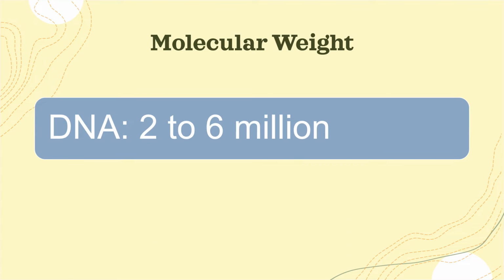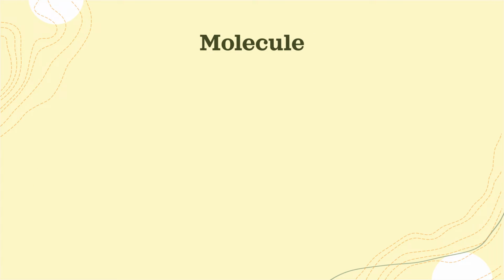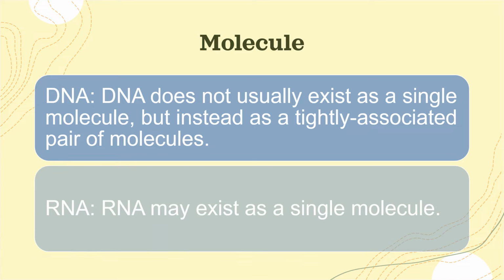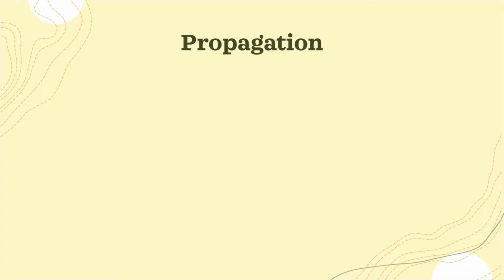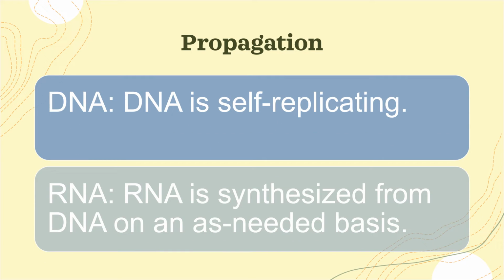Molecular weight. The molecular weight of DNA is 2 to 6 million, while RNA is 25,000 to 2 million. Molecule. DNA does not usually exist as a single molecule but instead as a tightly associated pair of molecules, while RNA may exist as a single molecule.